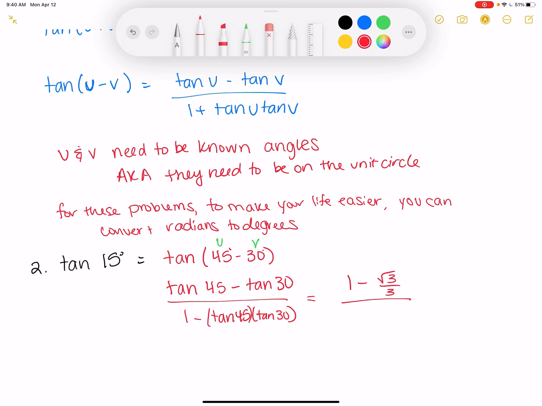Okay. And I can give you unit circles when we have the quiz, just remind me. Okay, over on the bottom, it's going to be 1 times root 3 over 3. So this simplifies to 1 minus root 3 over 3 over 1 plus root 3 over 3. Sorry, wait. On the bottom, it's supposed to be a plus sign. I miswrote it.